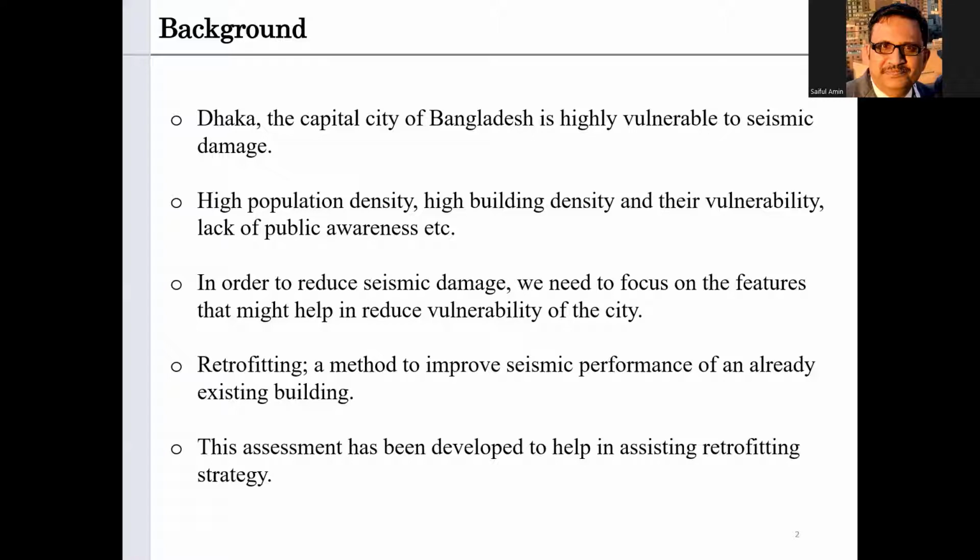One of the main reasons is having a larger building stock and the vulnerability of those buildings. In order to reduce seismic damage, we need to focus on the features that might help in reducing the vulnerability of the city. Broadly, to reduce vulnerability of the cities, to reduce vulnerability of the buildings. What we can do now is to reduce vulnerability of these buildings, and retrofitting can help in this regard. This assessment has been developed to help in assisting retrofitting strategy, which will help in reducing damage of the city eventually.